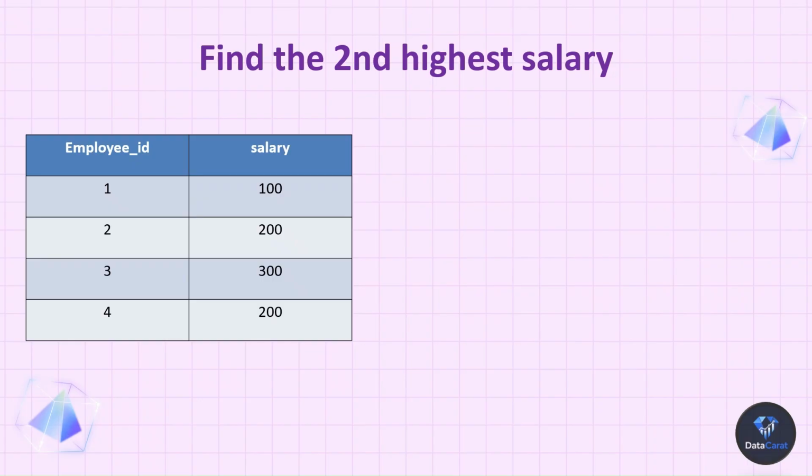So imagine you're given a table like this with different employee salaries. Now the question is, what is the second highest salary? Seems pretty straightforward, right? At first glance, you might say, okay, that's 200. But hold on.